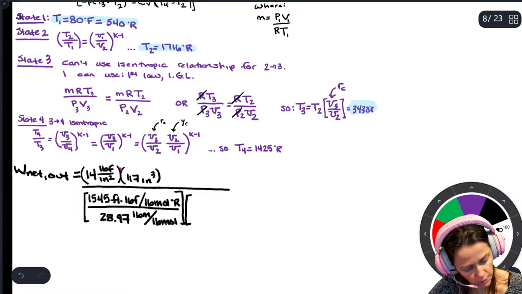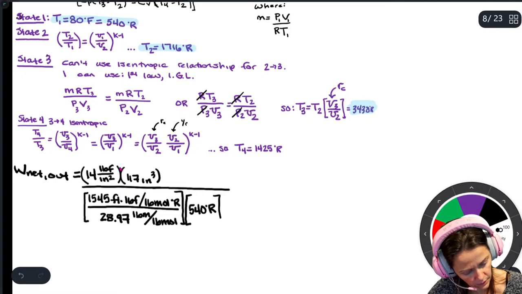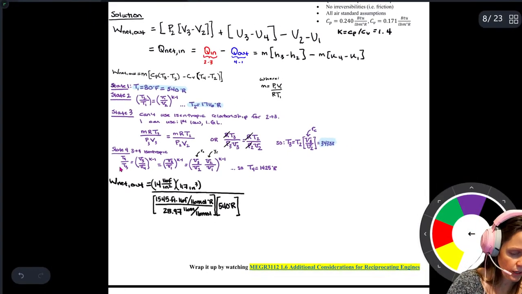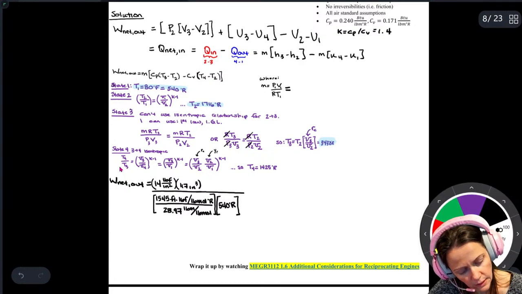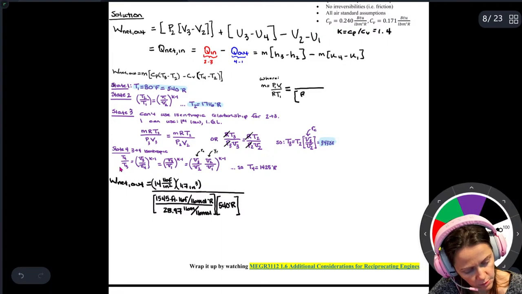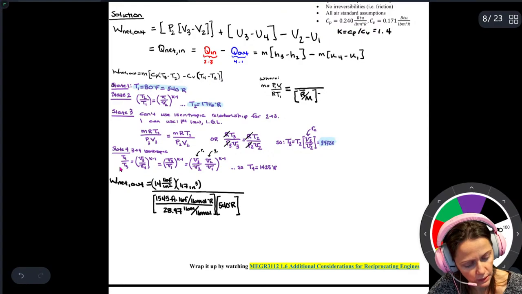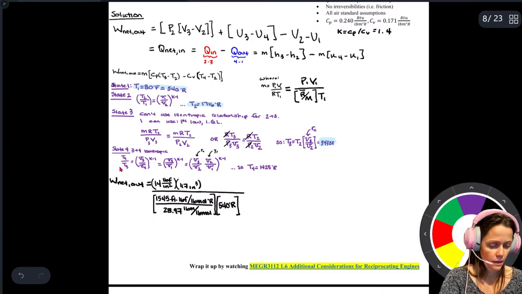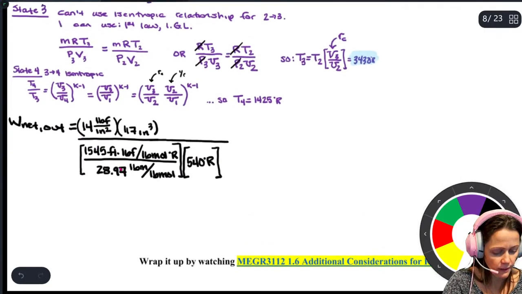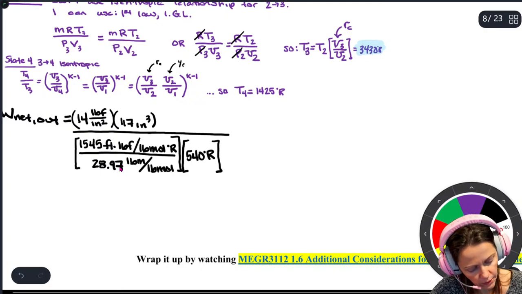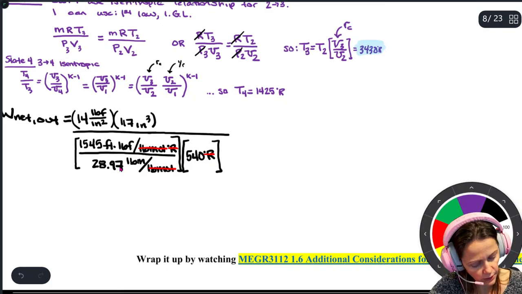Times the temperature, which was 540 degrees Rankine. So just so we're clear, all we're calculating here is the mass, where that specific gas constant is R bar divided by the molar mass times T1, and this is P1 and V1. The only thing I really need to do is make sure my units cancel out and see what I need to handle here.